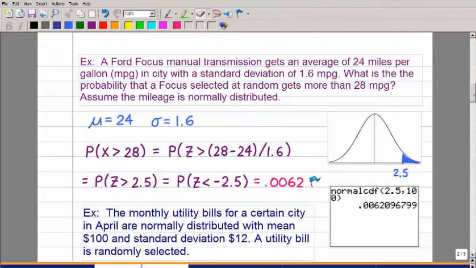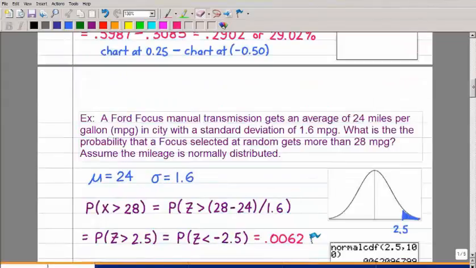All right, let's move down to this next application. A Ford Focus manual transmission gets an average of 24 miles per gallon in the city with a standard deviation of 1.6 miles per gallon. What is the probability that a Focus selected at random gets more than 28 miles per gallon? Assume the mileage is normally distributed. They kind of have to put something in there that relates it to the normal distribution, or it would be wrong for us to use the normal distribution calculations.